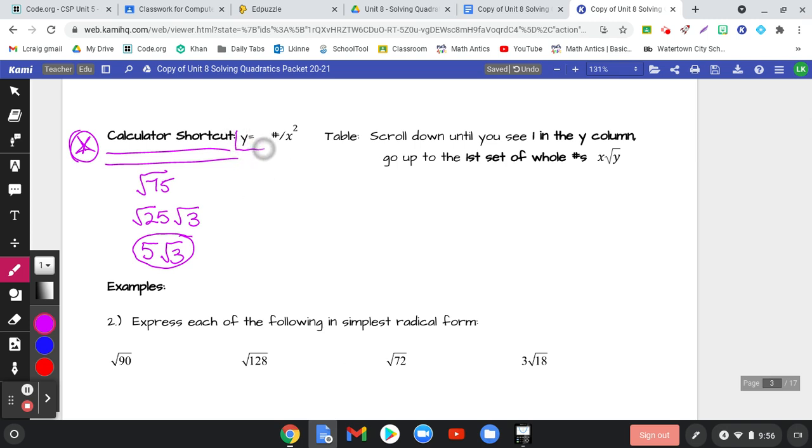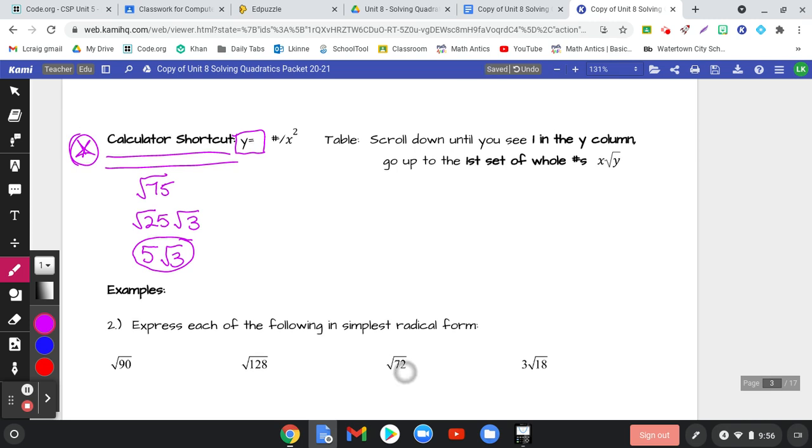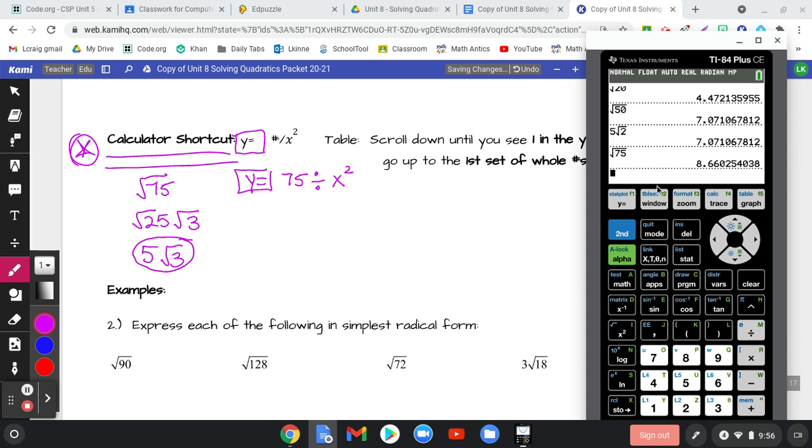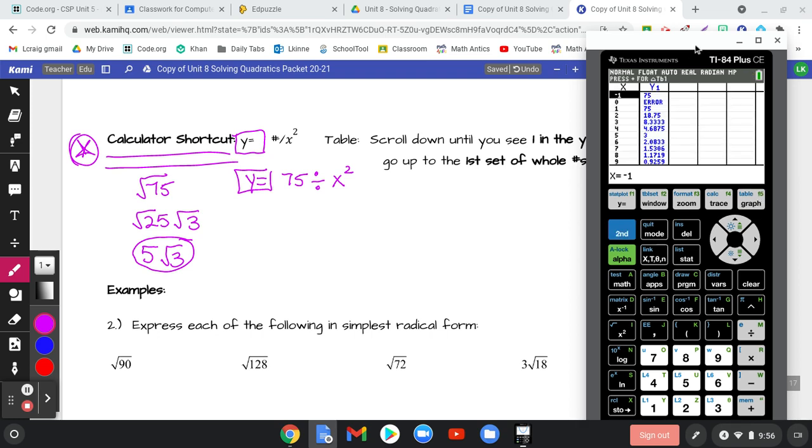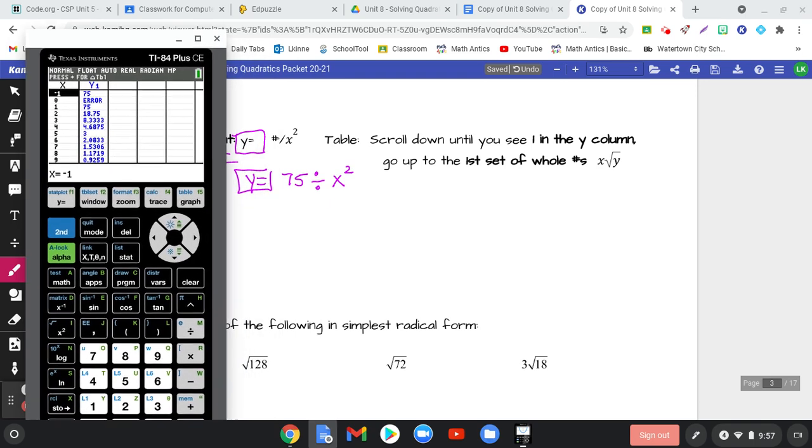So what you're going to do is go to y equals, and you're going to take the number divided by x squared. So I'm going to go to y equals right now, and I'm just going to type 75, no radical sign, divided by x squared. Okay? So go to y equals, 75 divided by x squared. And this works for every radical. It simplifies it down for you. Now we're going to go to the table. Now we're just dealing with positive values here.